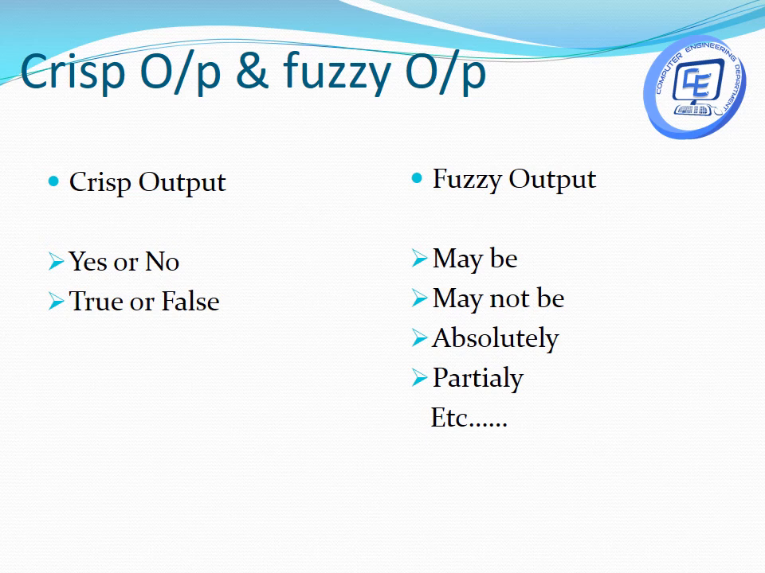So fuzzy output can be maybe, may not be, absolutely, partially, etc. Say for example, if I ask whether a person is honest or not. Someone may say yes, he is honest. Someone may say no, he is not honest. Or someone may say maybe he is honest, may not be, absolutely honest, or partially honest. So there is incomplete information or ambiguity in the information, and there we can define the fuzzy output.